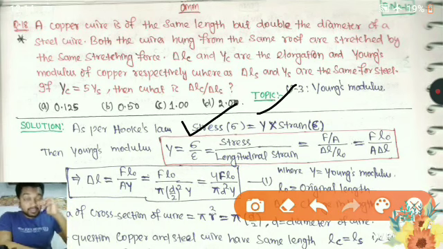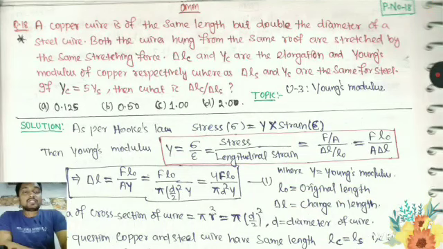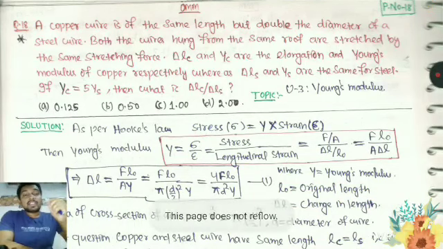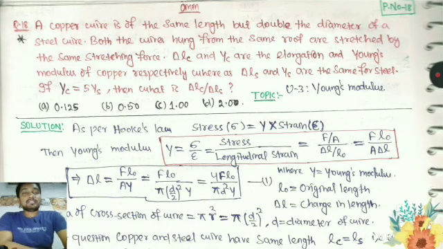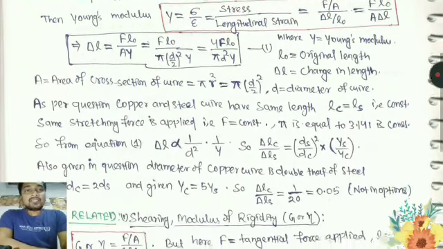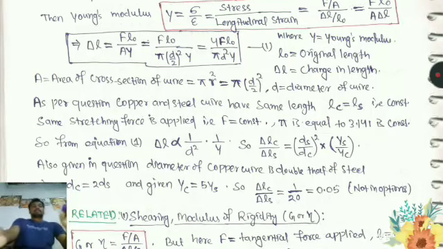Okay, so from Young's modulus we can calculate the value of delta L, that is the change in length. Change in length is given by F L naught by A Y, where A is the area of the wire. We know that for a circular wire the area is pi r square, and r is d by 2, so pi d square by 4 will give you 4 F L naught by pi d square Y. Here d is the diameter of the wire.